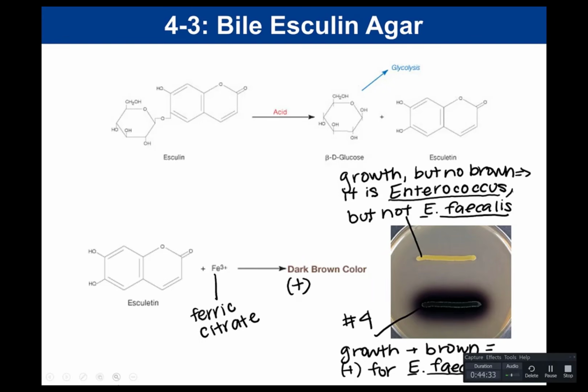And so in our example, number 4 was the one that was positive for E. faecalis. On the blood agar, you would have gamma hemolysis. It would grow, but it would have no breakdown of red blood cells. And instead, you would have to then look at the bile esculin slant. We do it on a slant, not on a plate. And you would look at your bile esculin slant, and if it's brown, that is going to tell you that that organism is your E. faecalis. So number 4 would be your E. faecalis.